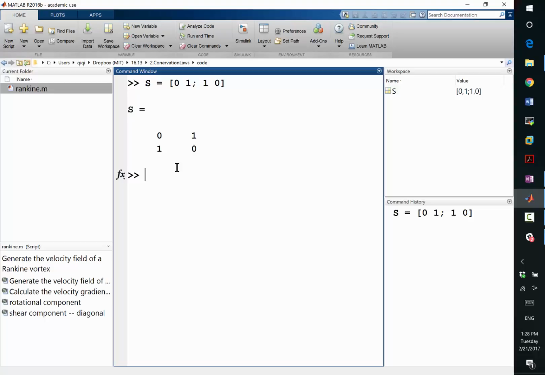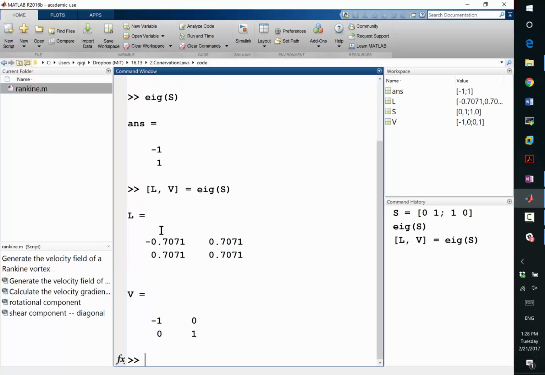So if you just do eigenvalue analysis of S, okay, the eigenvalues are -1 and 1. That means after diagonalization, the diagonal entries are going to be -1 and 1. Now, what is the matrix you use to do the diagonalization? So I'm going to say lambda L and V equal to that. Well, that's actually the opposite, should be V and L.